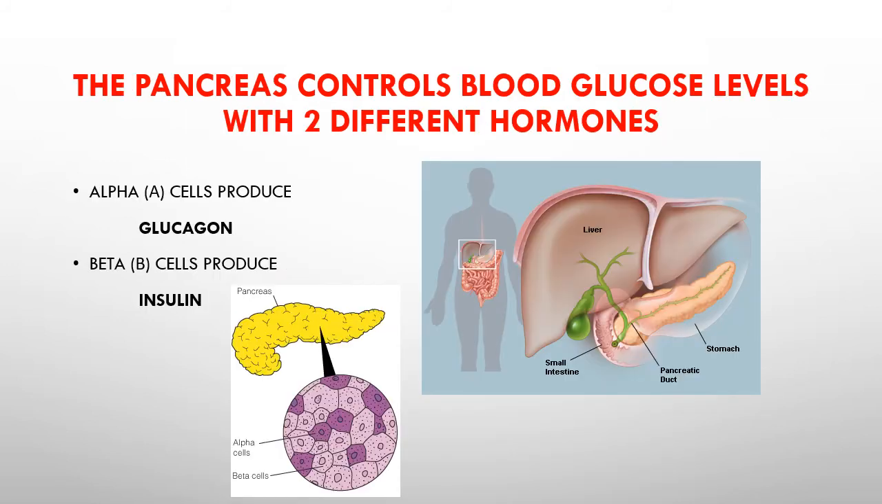Next up, we have the pancreas. And so we have insulin and glucagon productions. Insulin and glucagon productions occur at different times. Insulin is going to be released when we have an increase in plasma glucose levels, and glucagon is going to be released when we have decreased glucose levels.